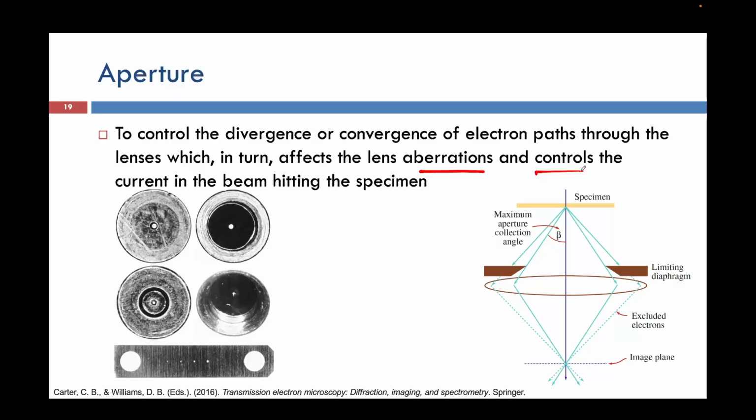Here you can see different types of aperture, and this is a slit. This is the size of the aperture, that means if you are using this aperture, you are allowing more current or more beam to go and hit your specimen.